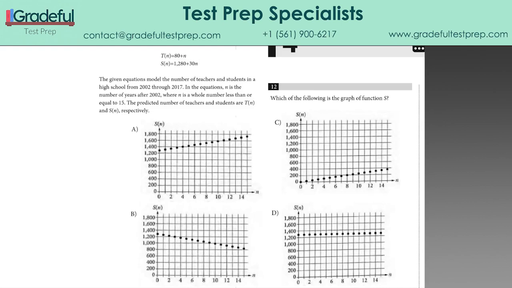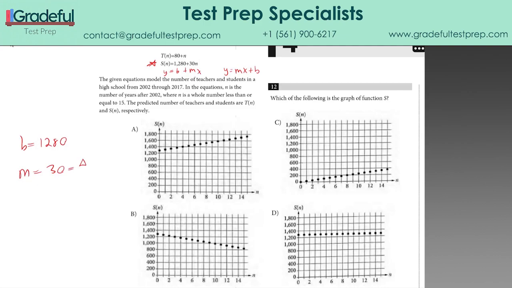Question number 12 is asking us about the equation of a line. It's asking us for the graph of function s. Now what we should notice is that s is in the format of y equals b plus mx. In other words, it's a y equals mx plus b, which has just been turned around in a more unconventional order. We're seeing the y-intercept before we're seeing the slope expression. In any case, the y-intercept is the 1,280, and the slope is 30.